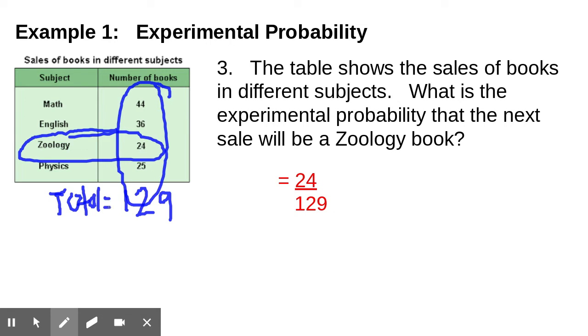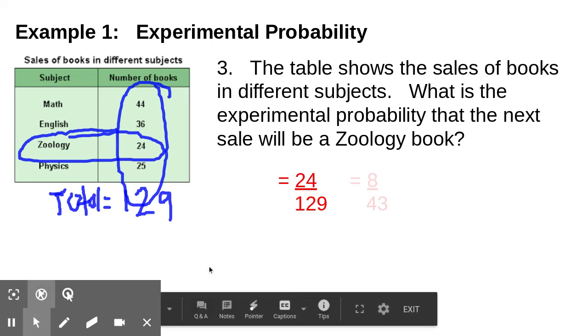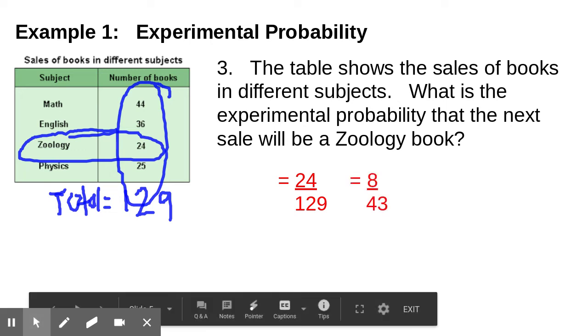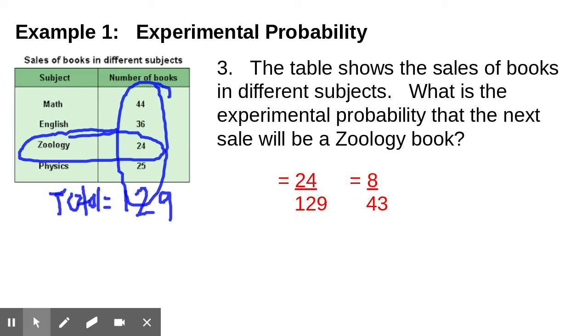All right. And there's 24 zoology books. So can I reduce that fraction? Yes, we can. If you take a 3 out of both, you will get 8 out of 43.